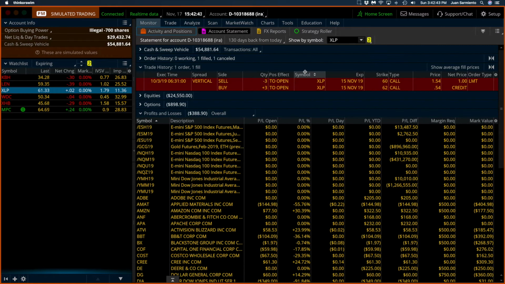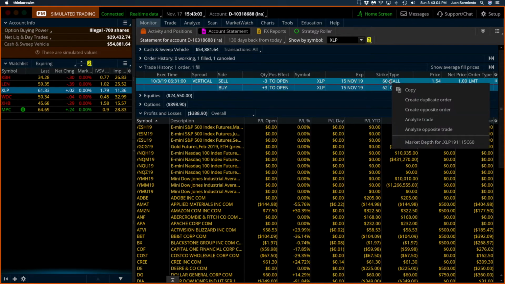Account statement, there you go, XLP, and this is the trade. As you can see, it was a call vertical spread. The short was 60 and the long was 62. The 62 expired worthless because the price at the close on Friday was 61.33, and so the 60 calls get assigned. So let's analyze that.